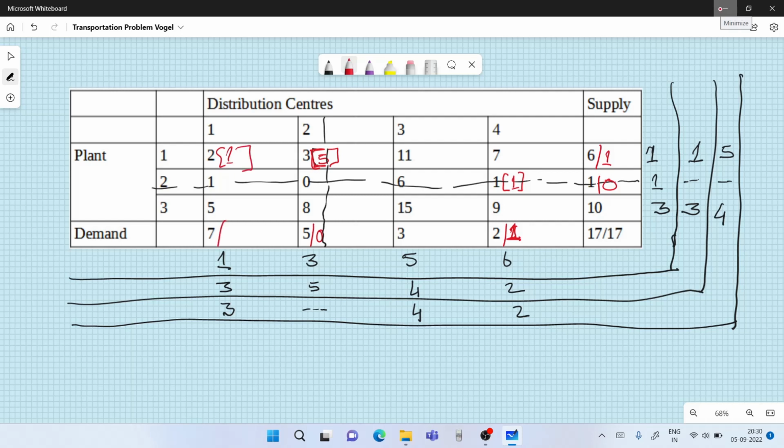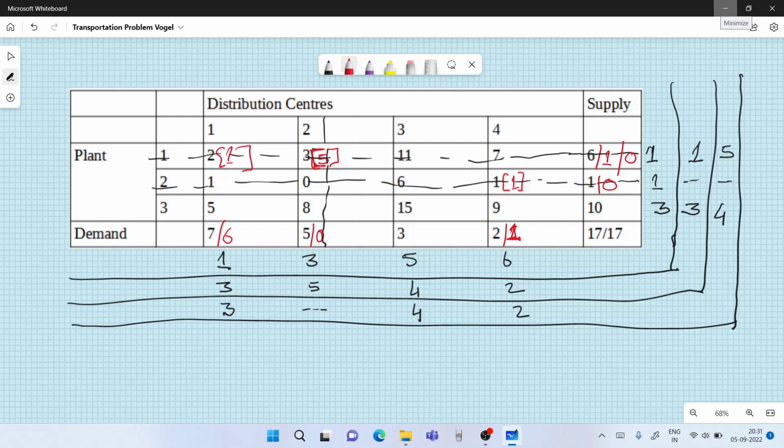Now the demand of distribution center number 1 is now 7 minus 1. That makes it 6. Right? Now we have to strike out row number 1 because plant number 1, all the supplies have now been exhausted. Right? What remains now is only the third row. Right? So here we need not go in for calculation of penalties because there's only one row and the supply of this row needs to be adjusted to now the remaining demands.